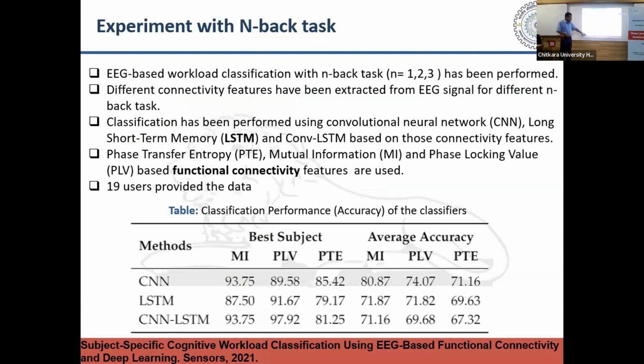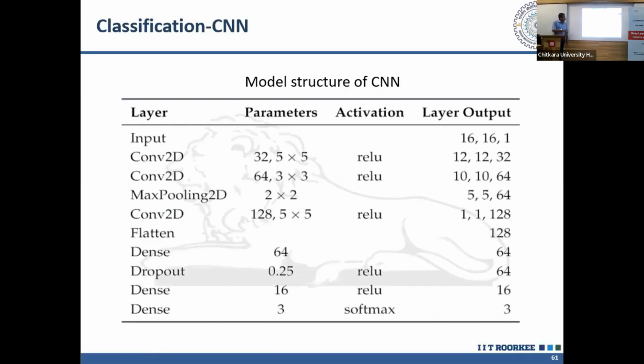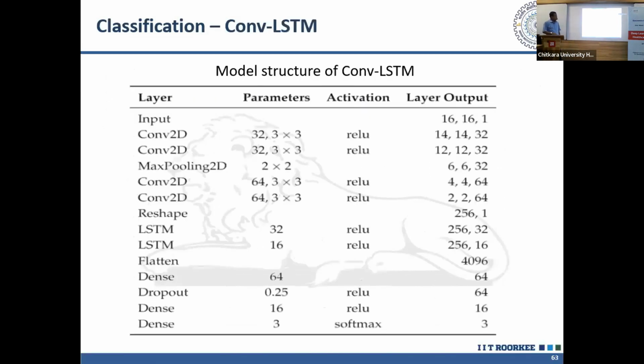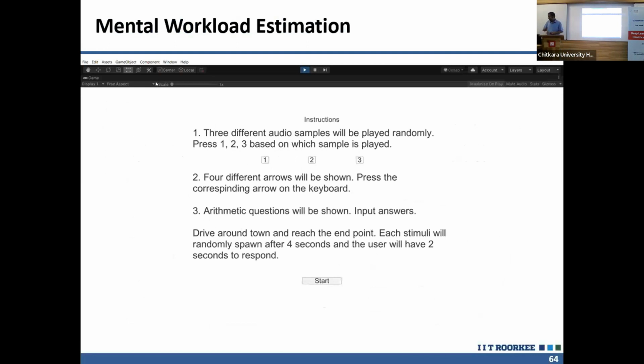So CNN, LSTM, different architectures. We extract the features like MI, mutual information, phase transfer entropy. These details you'll get in those papers. So we extract different kinds of features from the EEG, and then we apply deep learning based techniques and see what actually provides better results. I'm not going into the details of this architecture, CNN, LSTM, deep learning.